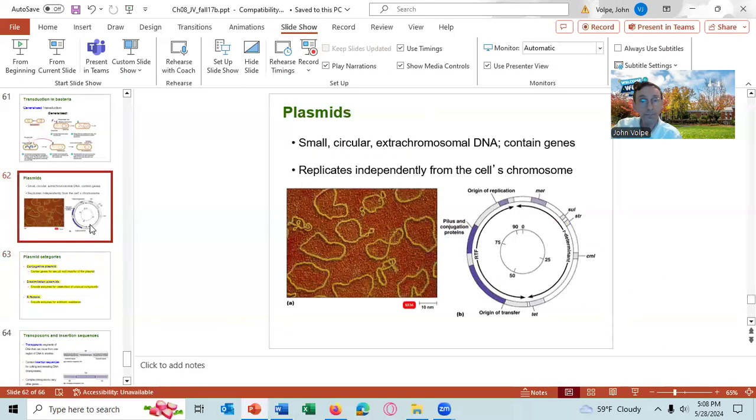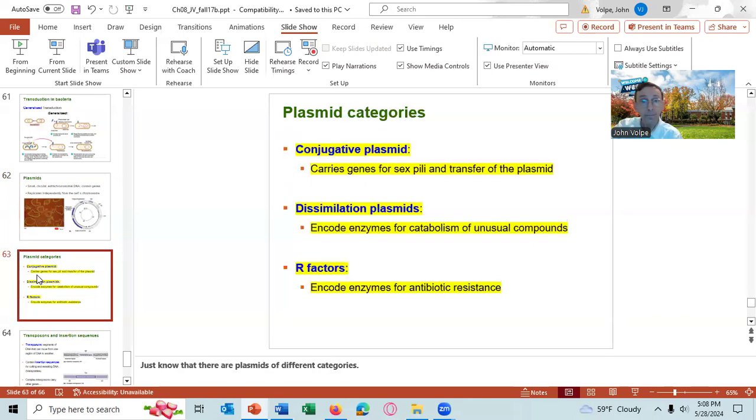Where are we? Plasmids don't tend to be in human cells, and actually most eukaryotes don't have plasmids. But yeast cells, which are a eukaryote, do have plasmids, and then plasmids can be found in all prokaryotes. There are different categories of plasmids. You don't need to know the categories. You just need to know that the plasmids can be of different types, different categories.